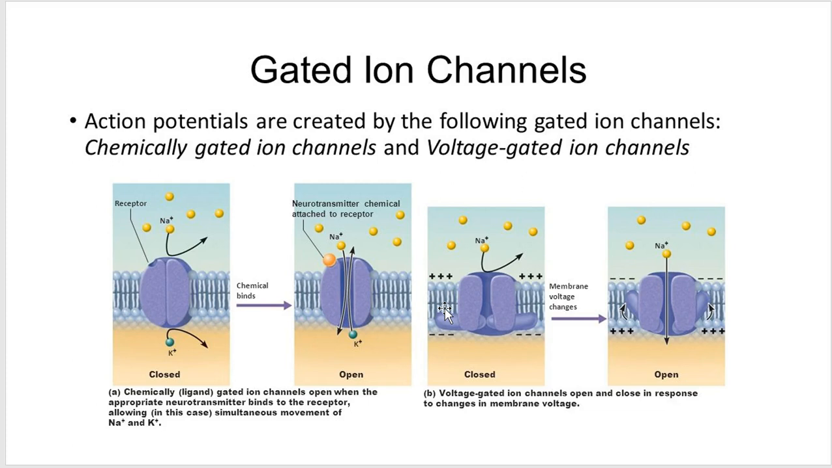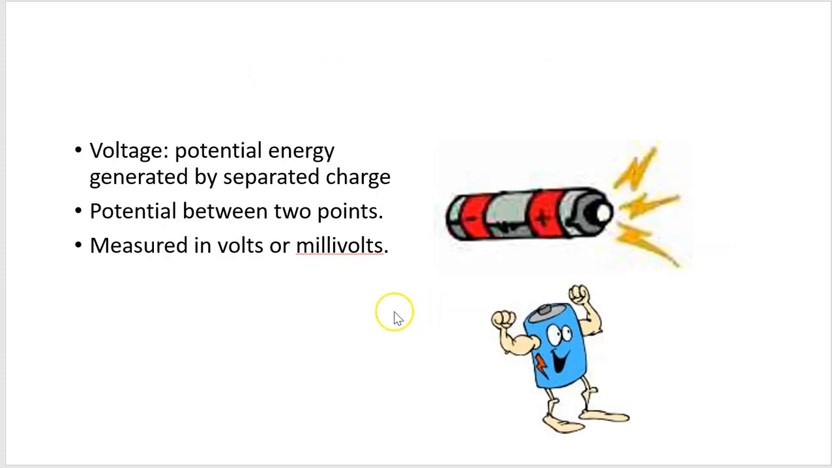Okay, I mentioned sodium, potassium. Those are the two ions we are going to focus on in terms of being able to conduct electricity down a neuron. All right, so a brief definition of what voltage is.